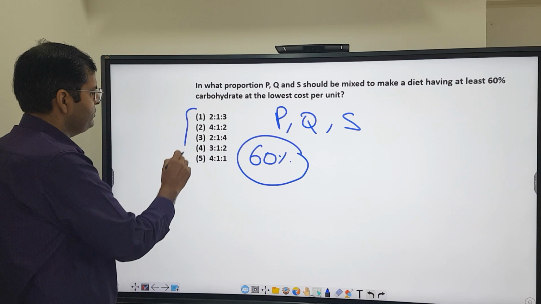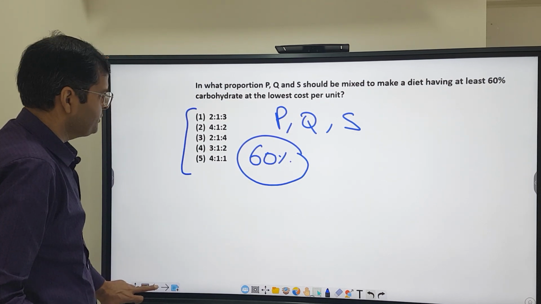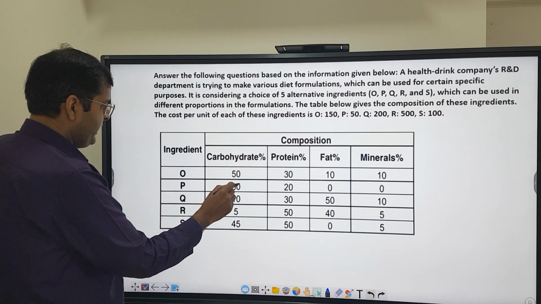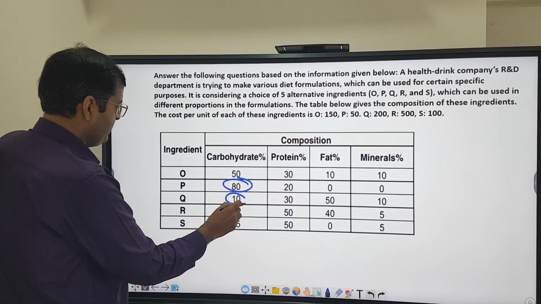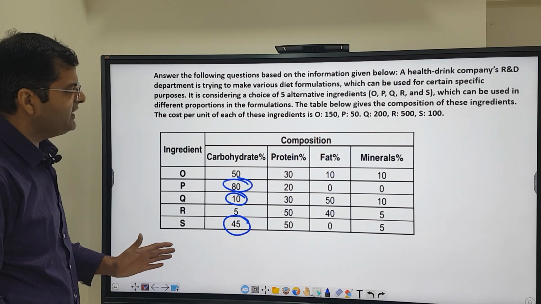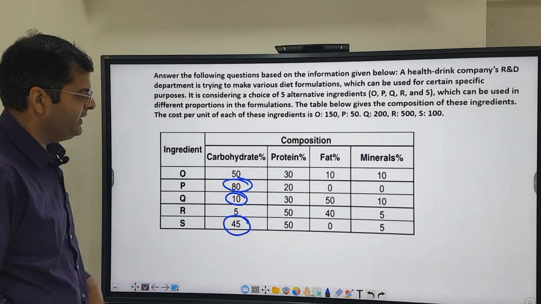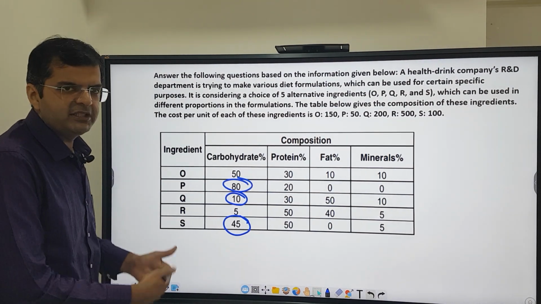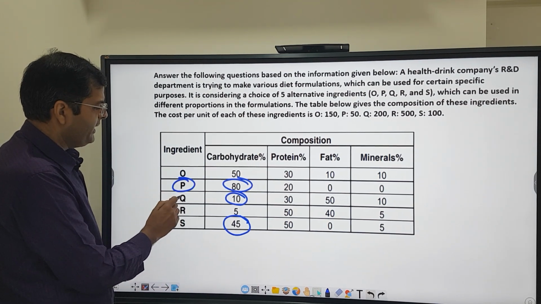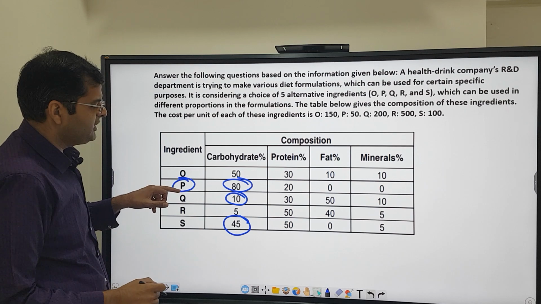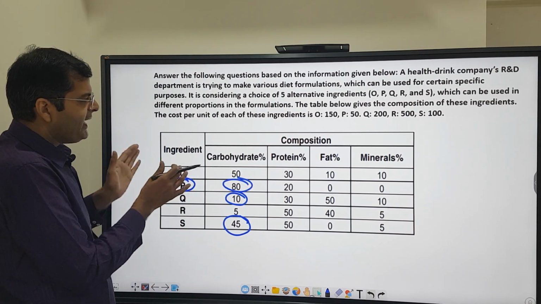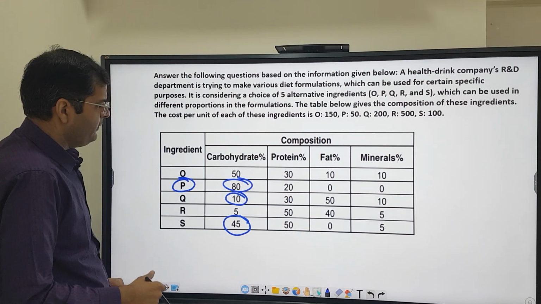I have the options, so what I'll do is I'll also work through the options then. So if you look at it, P has 80% carb, Q has 10% carb, S has 45% carb. So now if you have to get 60% carb at least, means it has to be 60% or greater than that, then P has to be very large in comparison to Q and S, because 60% is very close to 80%. Alright, so P has to contribute a lot of value to it.